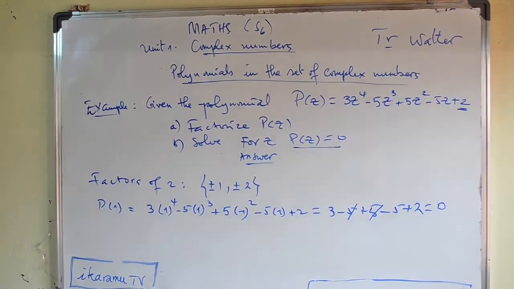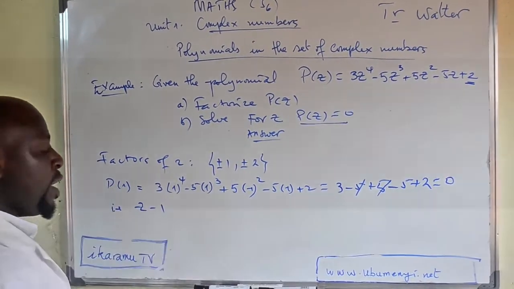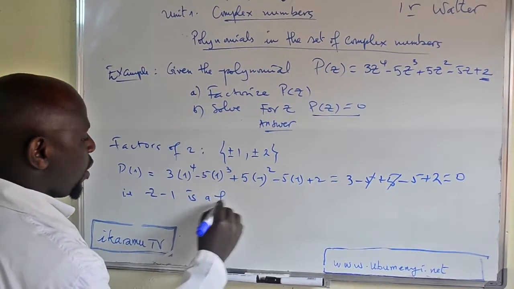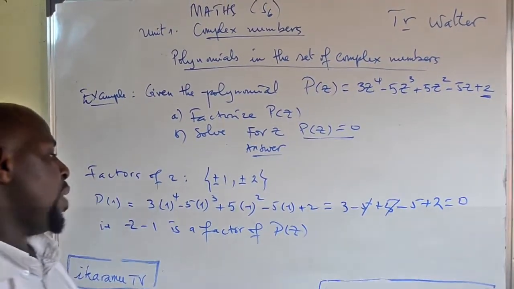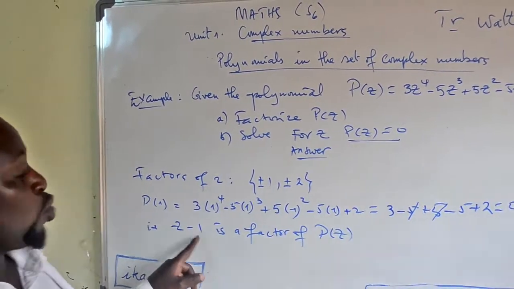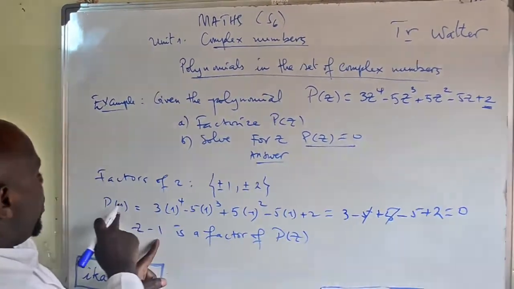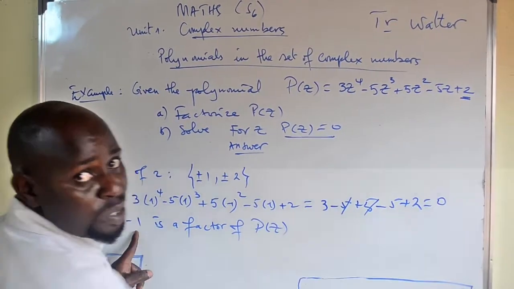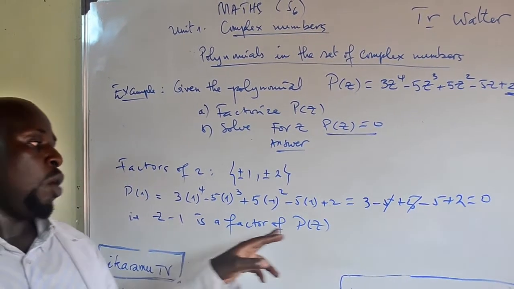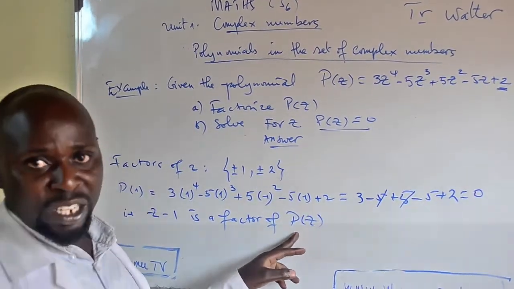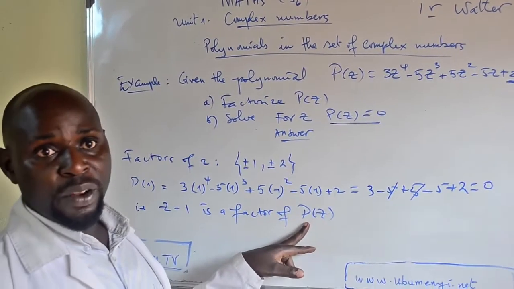What does it mean? This means that as we have got 0, Z minus 1 is a factor of P of Z. So what does it mean? It means that Z, which is equal to 1, is a 0 of the polynomial, because if we replace in P of 1, we now get 0, which means that it is a 0, and after getting that it's a 0, Z minus 1 is a factor of the polynomial. And then we are going to use synthetic division to find the other factors of P of Z later on.